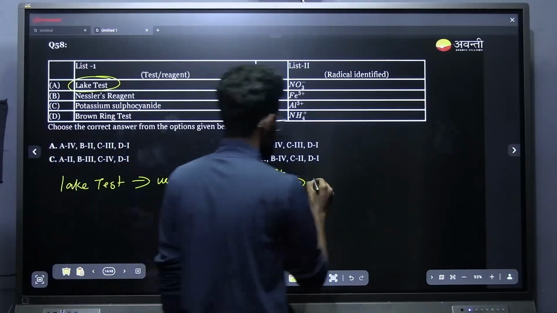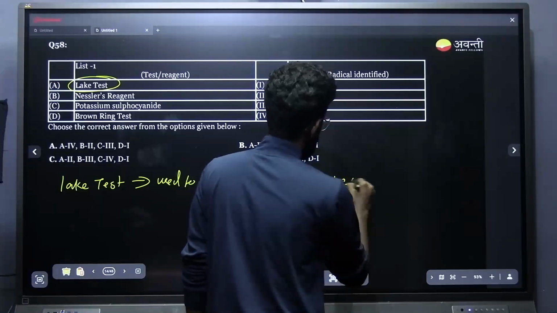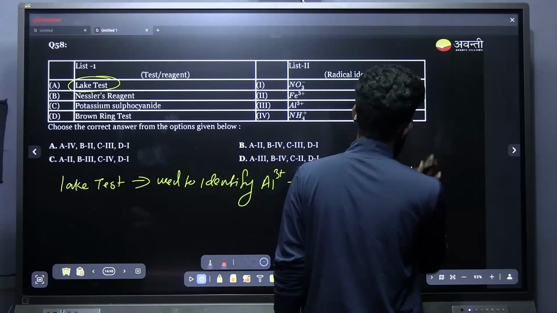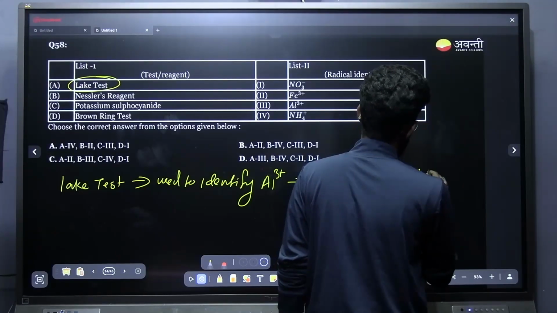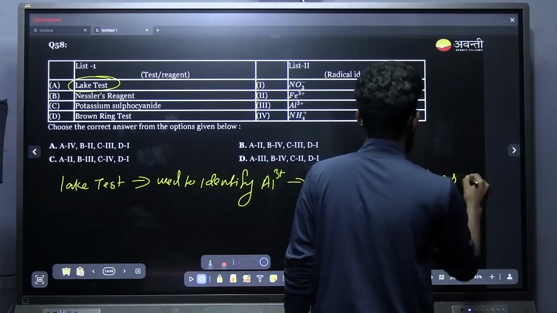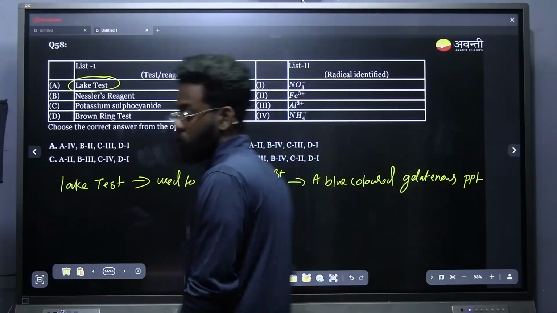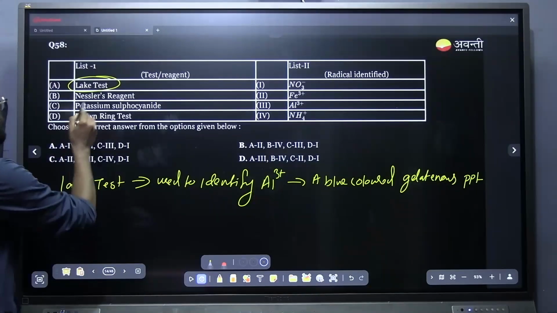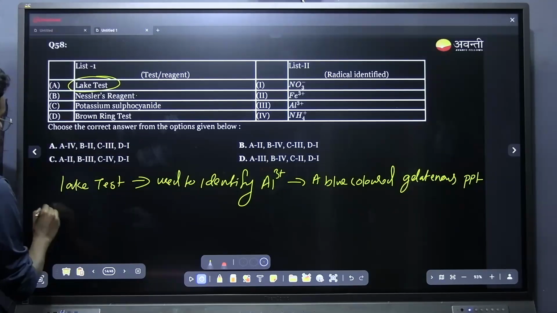What is the observation? A blue colored gelatinous precipitate will be forming. That is why it is called the blue lake test. Okay. Now Nessler's reagent. What is Nessler's reagent?